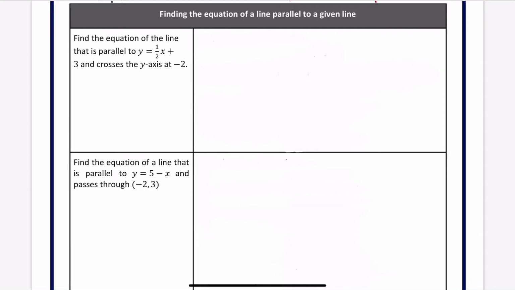Hey everyone, in this video we're going to go through how to find the equation of a line parallel to another line. For example, find the equation of the line that is parallel to y equals a half x plus 3 and crosses through the y-axis at -2. Okay, so let's have a go at doing this.